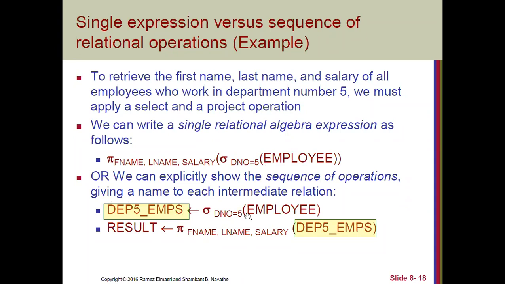Or you can do it in two steps, where first you take the tuples out of the employee where department number is 5, and whatever the result is goes into a relation, which is an intermediate relation, and you apply pi to this intermediate relation to get the final results.